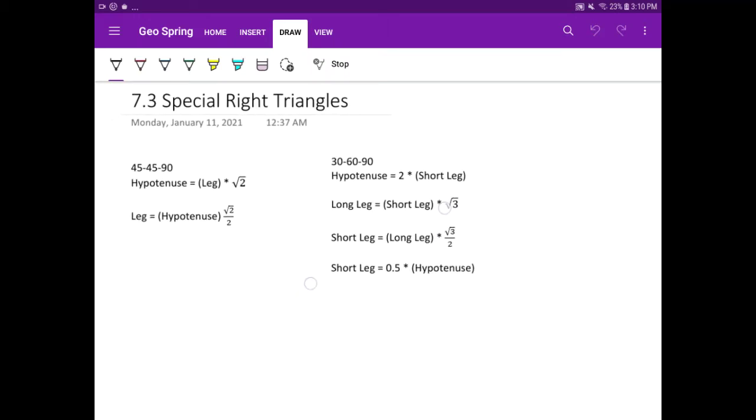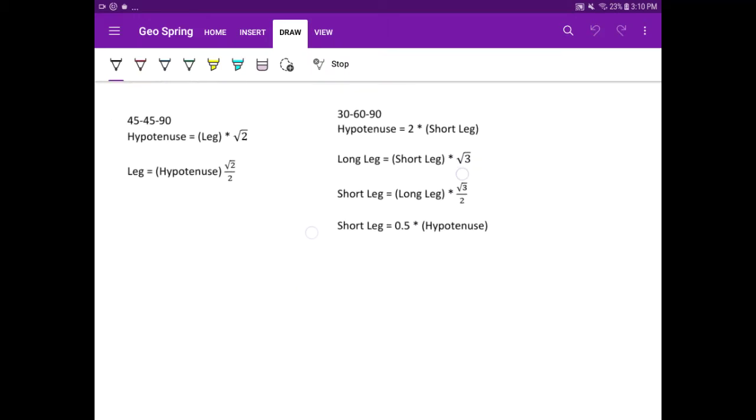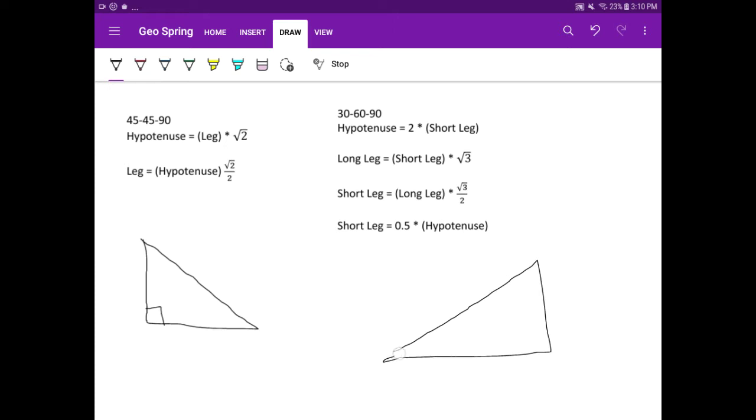7.3 special right triangles. There are two types of special right triangles. You have the 45, 45, 90, which looks kind of like half of a square. And then you have a 30, 60, 90, which is like half of a rectangle. That's the 30, that's the 60, that's the 45-degree angle, that's the 45-degree angle.